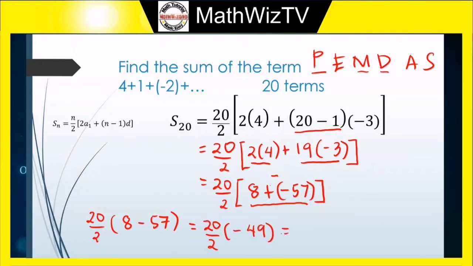And then, before we multiply, we can also divide already. So 20 divided by 2 is 10. Multiplied to negative 49, so 10 times negative 49 is equal to negative 490. As we can see, we have the same answer. We can use the first formula that I taught you and this second formula. The first formula, we can use if there is an available last term. While in here, without the last term, we can solve S sub n.